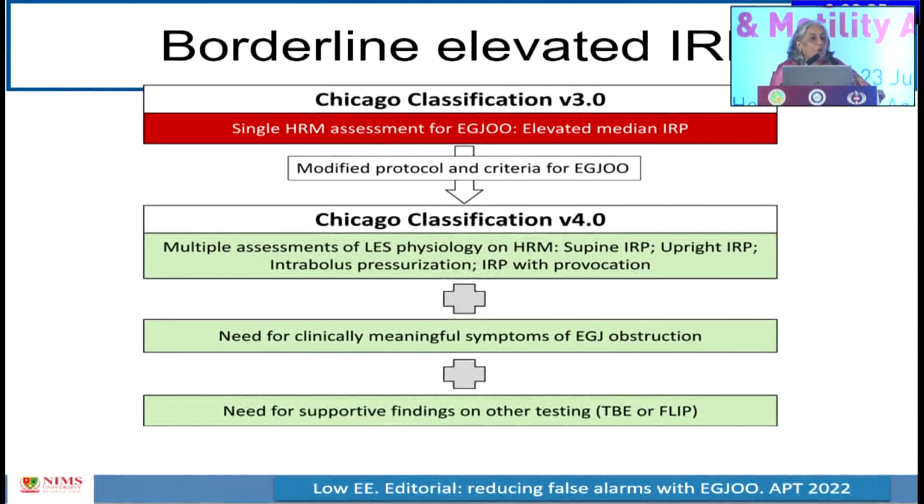So if you have a borderline elevated IRP and a single assessment shows an elevated IRP, first do multiple assessments of the LES physiology, look at the supine IRP as well as the upright, look at intrabolus pressurization, and then look at the symptoms of the patient. If the symptoms suggest that this patient has obstructive symptoms, you still go ahead and do supportive tests, maybe a timed barium, maybe a FLIP, and even an EUS, as I will just show in one patient.